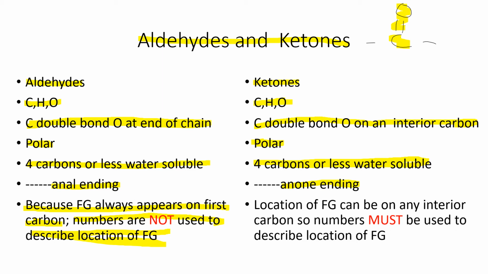For ketones, though, the location of the functional group can be on any interior carbon. So you have to use numbers in order to describe the location of that functional group. Now we're going to go through and do some examples of both aldehydes and ketones.